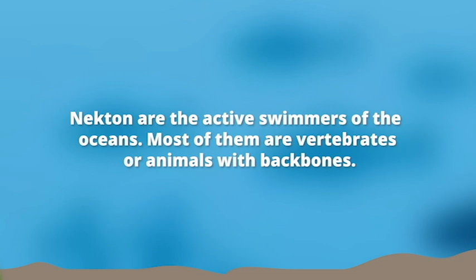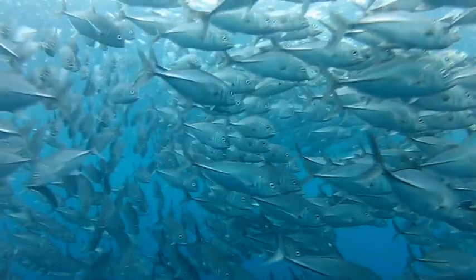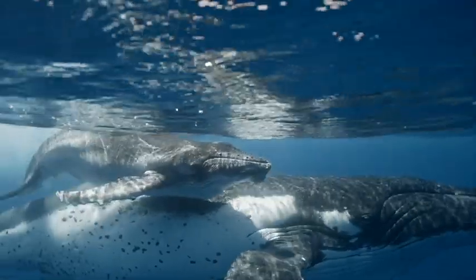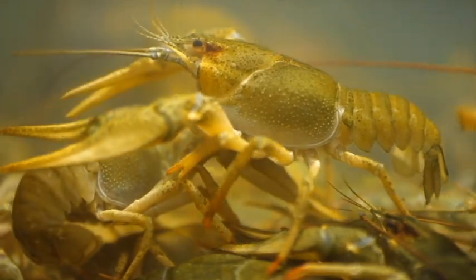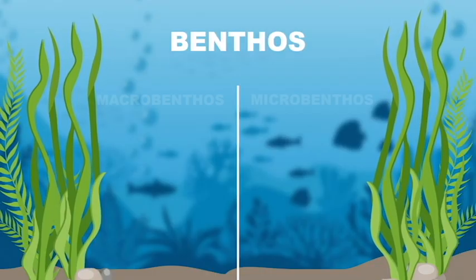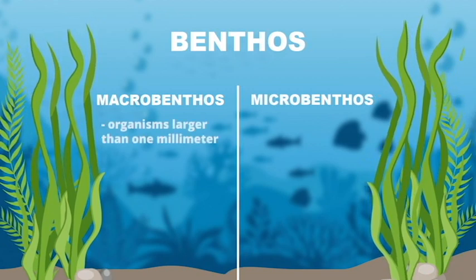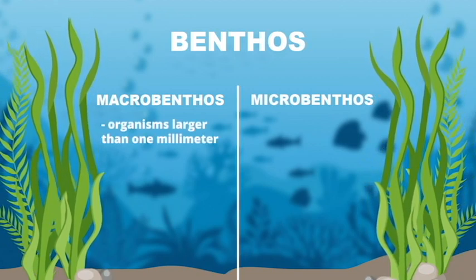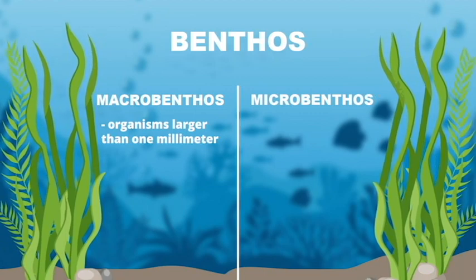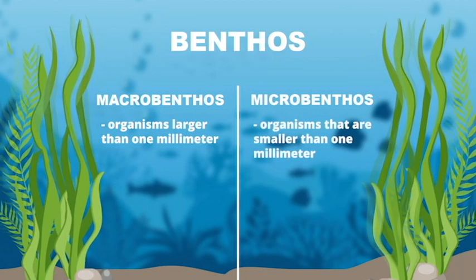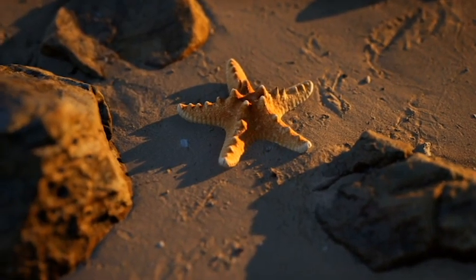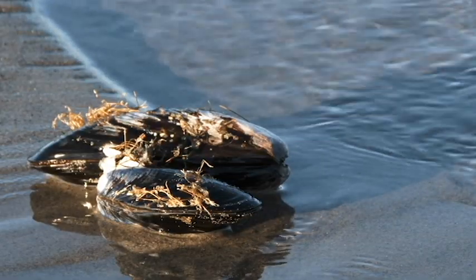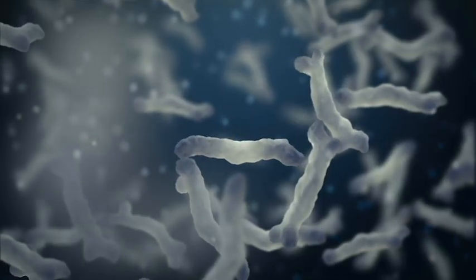Most of them are vertebrates or animals with backbones. These are the fish, reptiles like sea turtles, whales, mollusks like squid and octopus, and crustaceans like crayfish and lobsters. Benthic organisms are called benthos. These are grouped into macrobenthos, or organisms larger than 1 millimeter, and microbenthos, organisms that are smaller than 1 millimeter. Benthos include starfish, bivalves like mussels and clams, diatoms, and bacteria.